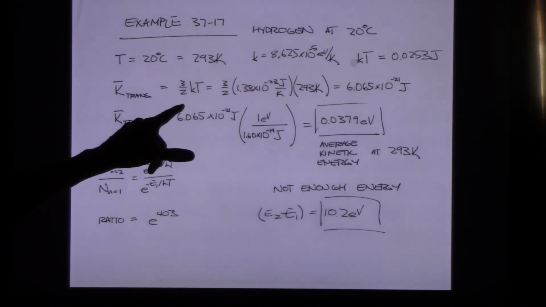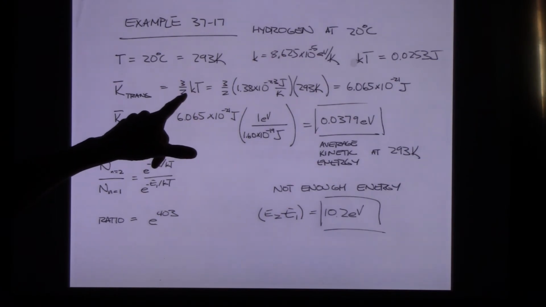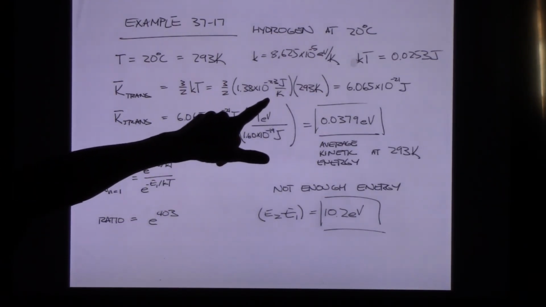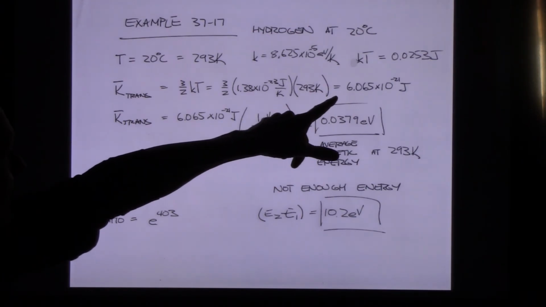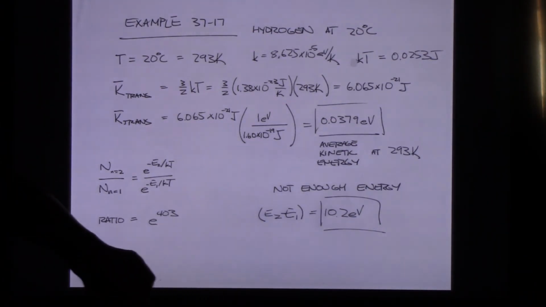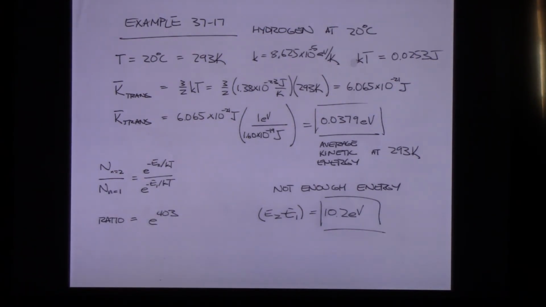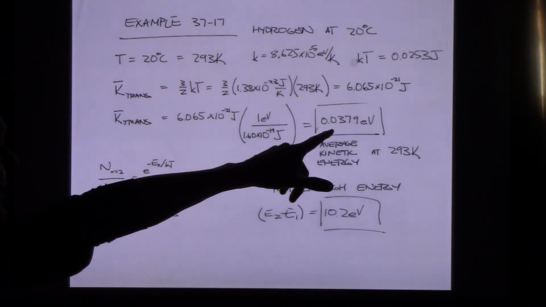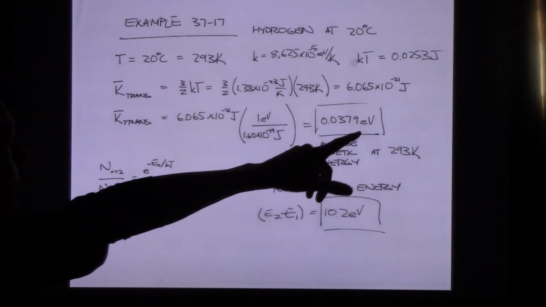Now this is Boltzmann's constant, and I scaled that down so I could use eV. I first did this in joules per kelvin, and I got 6.065 times 10 to the minus 21 joules. And then I converted to eV. When I converted to eV, this became 0.0379 eV.